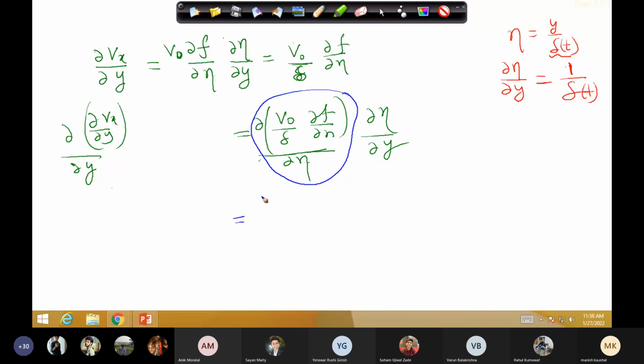Which variable? V naught by delta. V naught by delta, because delta is a function of time, whereas eta is a function of both. So you have to take delta out. There is no, because it's a partial derivative with respect to eta. So what will we be left with, Rakshit?